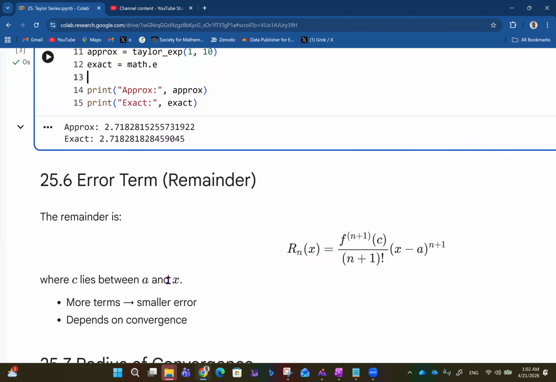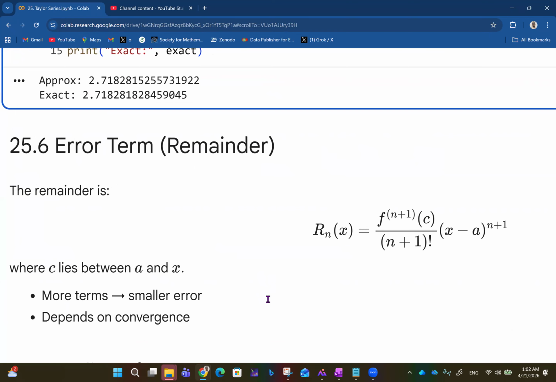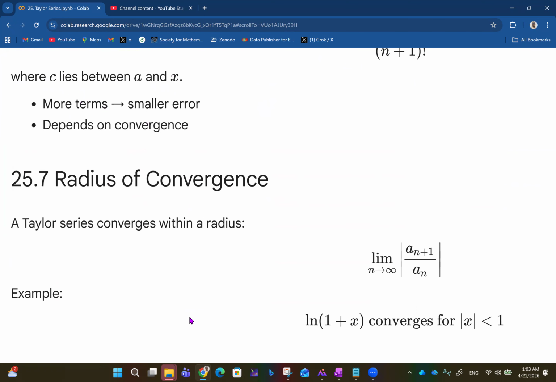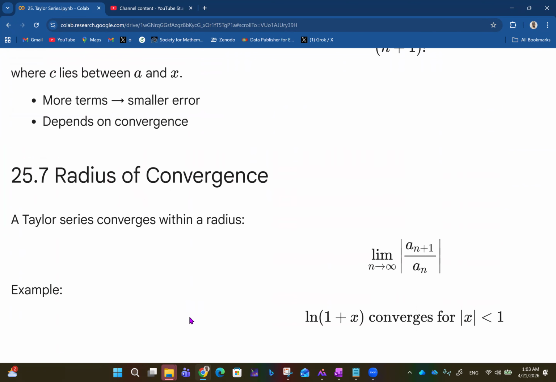Since we are just using Taylor series to approximate a transcendental function, there's bound to be error. Wherever you stop determines the kind of error you get. So the error term of the remainder is R_n of x, which is the n plus first derivative of f evaluated at c, all over n plus 1 factorial, times x minus a raised to n plus 1. This is the remainder of the expression, where c lies between a and x. So more terms means smaller error, and this depends on the convergence. So radius of convergence, of course, we've always done this.